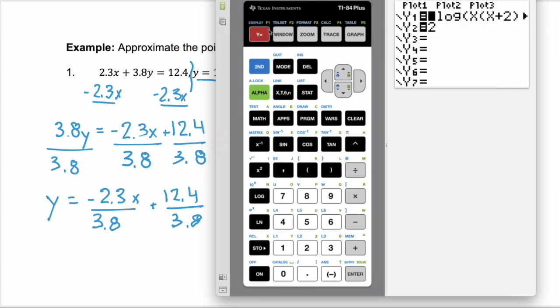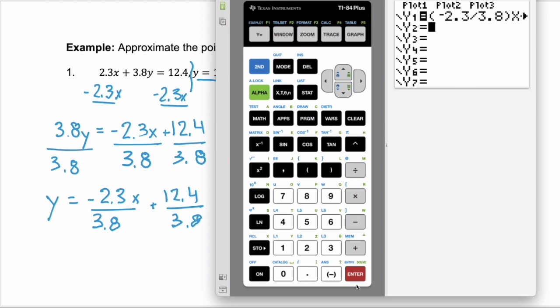We need to go to our y equals and we need to clear out any equations that we have in here. Okay, let's enter our first equation. I'm going to do parentheses so I can get this first fraction in. Remember to use the negative symbol and not the minus. So it's negative 2.3 divided by 3.8 times x plus, let's do parentheses again, 12.4 divided by 3.8. Okay, our first line is in there.